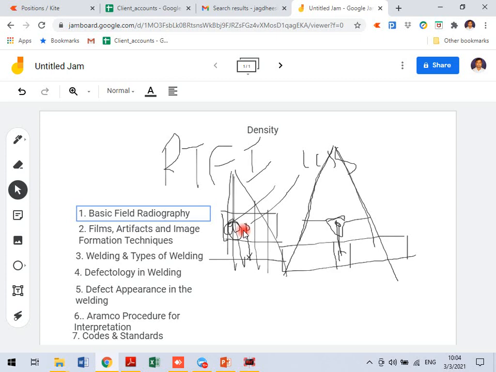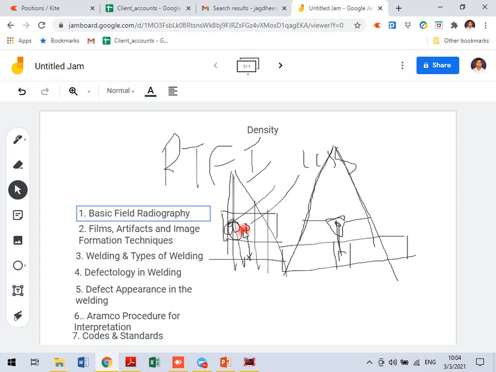But the seriousness of the defect is important, right? How serious is that? Is it a crack? Is it a porosity? Is it a slag? How will you understand that? You understand only based on the contrast, the ability to see. Of course, your technique should be correct, and then only you will understand.